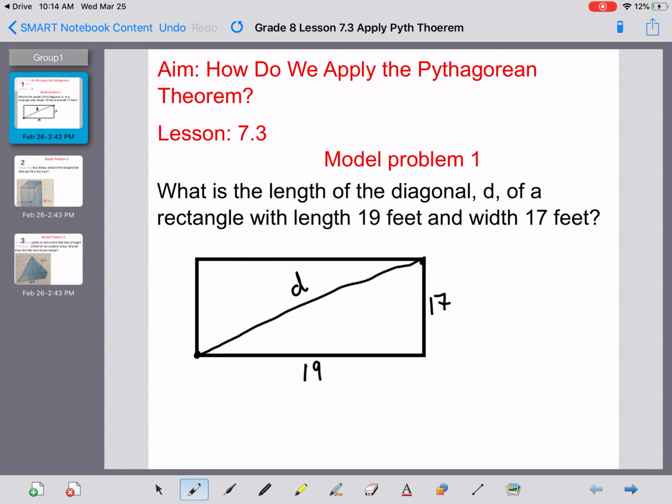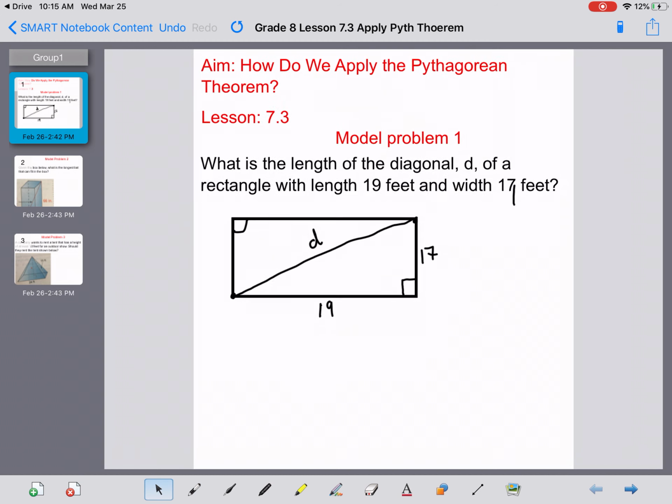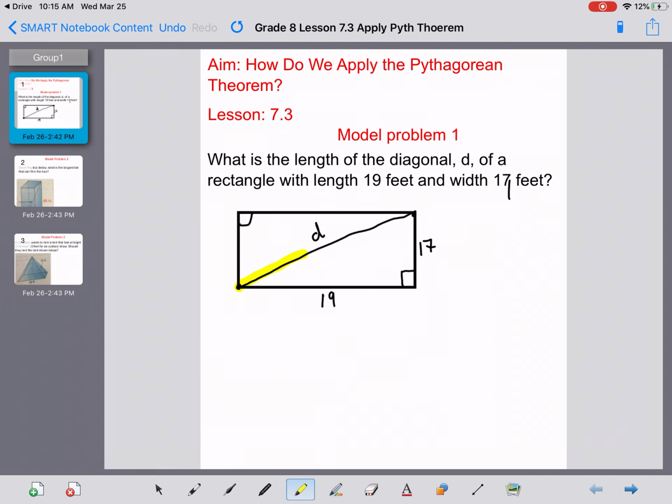In a rectangle, every angle is a right angle. So this is a right angle and this is a right angle. That means that in this rectangle, the rectangle and the diagonal form a right triangle. So I have a right triangle that I can use to find the diagonal. I can use my Pythagorean theorem, a squared plus b squared equals c squared. The diagonal is the c, or the hypotenuse, so I'll replace that.